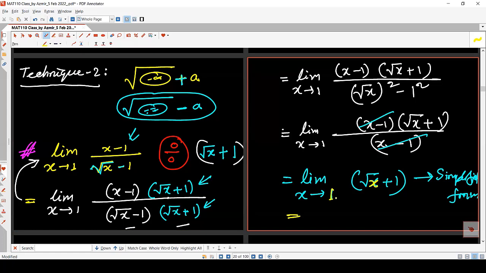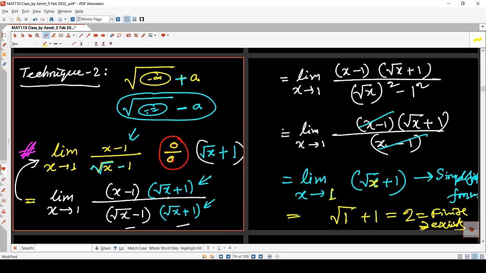Now we can input the value of x where we have x. So x is approaching 1, that means square root of 1 plus 1. That means we have 1 plus 1, that is 2. So 2 is a finite value. So the limit of this function is actually a finite value. That means the limit exists. But at the very first time, we have seen that it is showing 0 over 0. But actually, the limit will be 2.